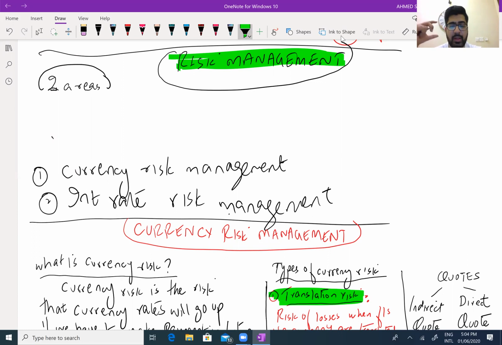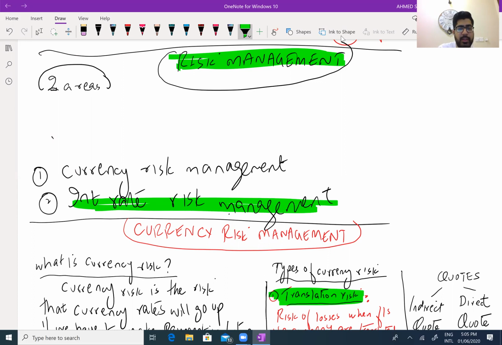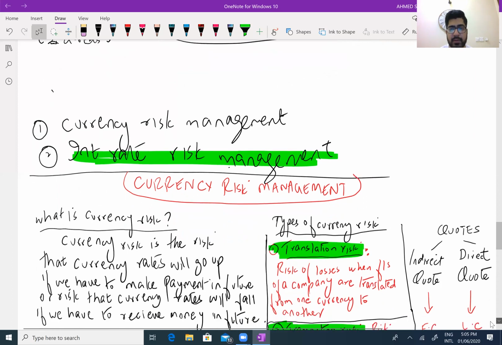Okay. Now, let me tell you the first thing: the topic of risk management is based on two main areas. One area is called currency risk management, and the second area is called interest rate risk management. In the first portion, we will be dealing with currency risk management, and in the second portion, interest rate risk management. We will discuss step by step each of them. In today's class, we will be starting with topic number one, that is currency risk management.